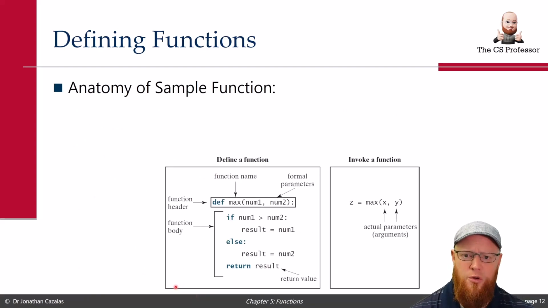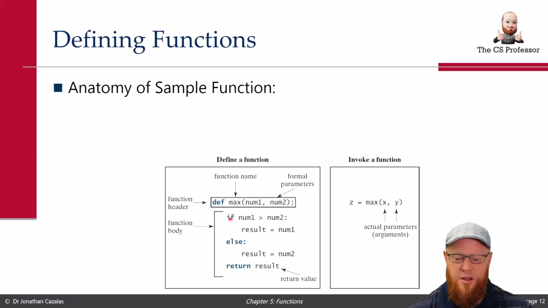So here's the overall anatomy of a function. I have this function called max. We're trying to determine the maximum of two numbers. Here are two numbers, num1 and num2. Those are the two variables, and we're simply wanting to return the maximum of those two numbers.